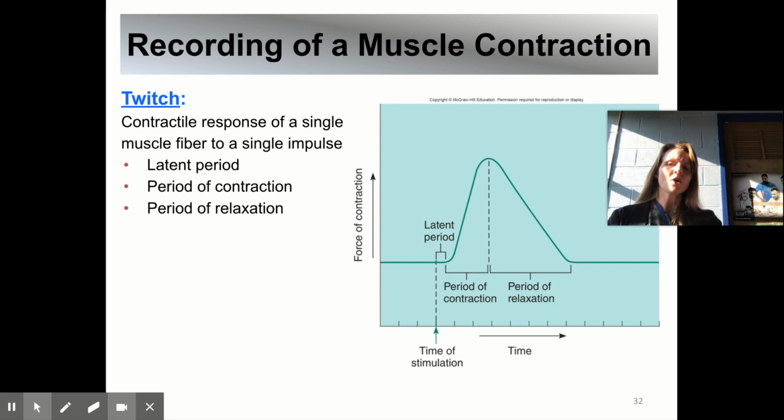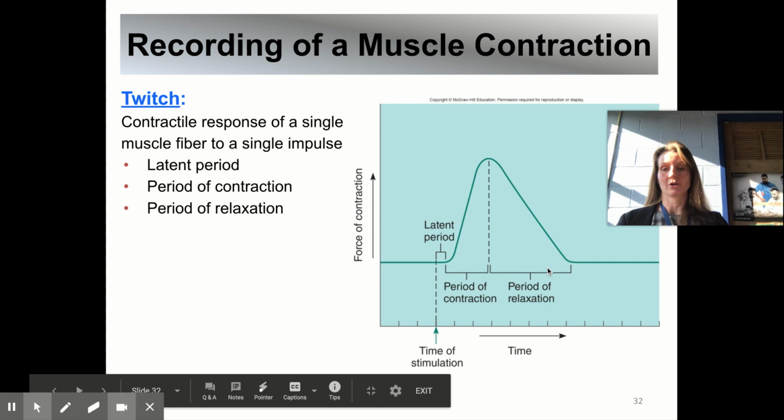Then we have the period of contraction, and then the period of relaxation. This is when the myosin heads are going to attach to the actin, and then they're going to release, and the calcium is going to go back into the sarcoplasmic reticulum in the period of relaxation.